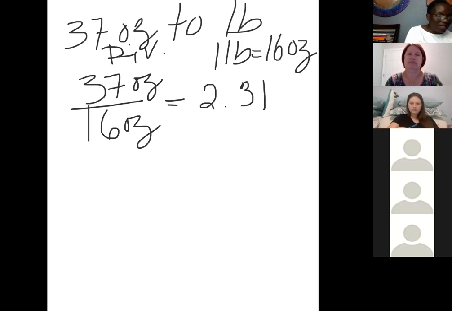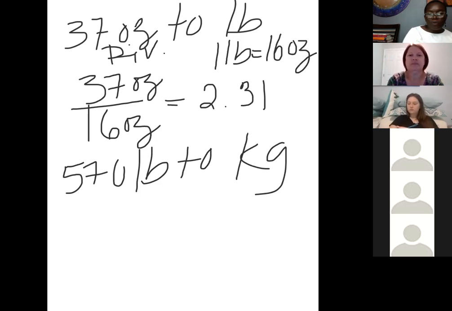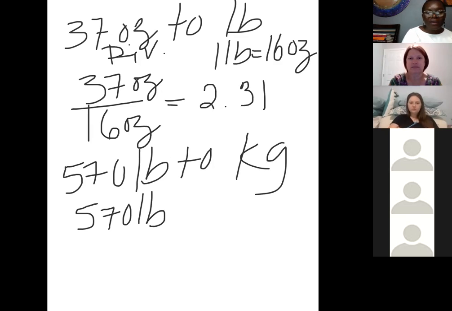Okay, here's another one, guys. 570 pounds to kilograms. Now, which one is smaller, kilogram or pound? Kilogram is smaller? Yes. All right. So on this one, guys, we're going to take the 570 pounds. Are we going to divide or are we going to multiply? Multiply. All right.